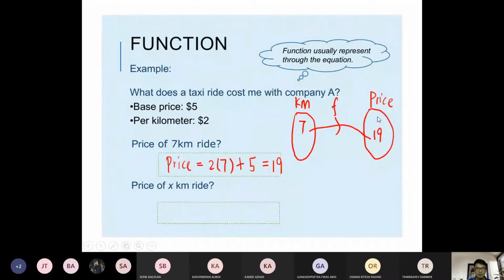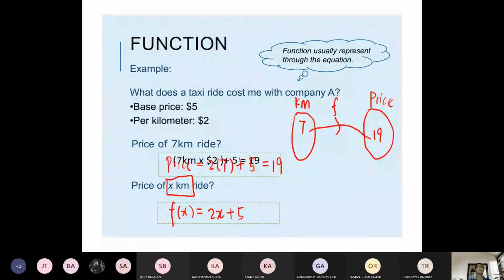So are you okay with this idea? Okay, now we are going to write the function. Let the function be f(x). If we travel x km, according to this calculation, we take x km multiplied by $2, plus the base rate of $5. So this will be the function. And this function assigns the input, the distance in kilometers, to the output, the price.